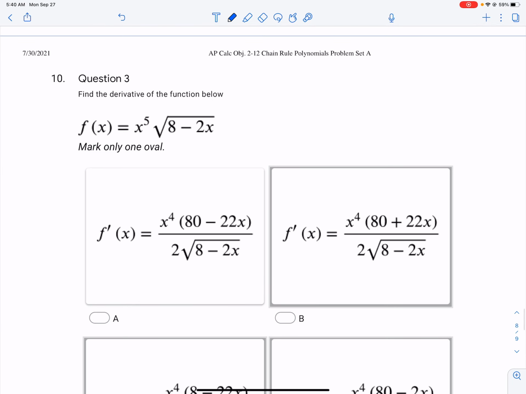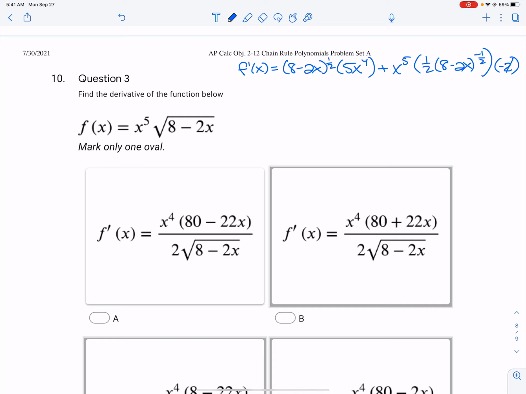Question 3. Okay, so f prime of x is the second, so 8 minus 2x to the 1/2 times the derivative of the first, which is 5x to the 4th, plus x to the 5th, 1/2, 8 minus 2x to the negative 1/2, and then multiply by the derivative of the inside, which is negative 2.